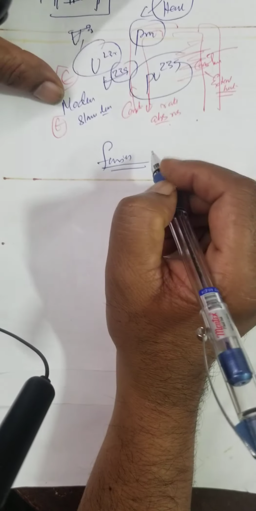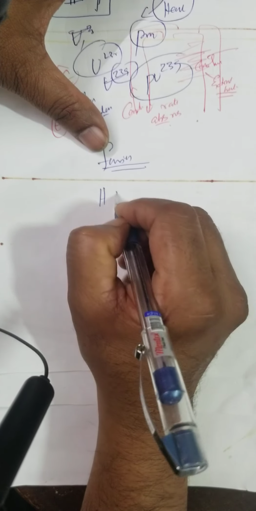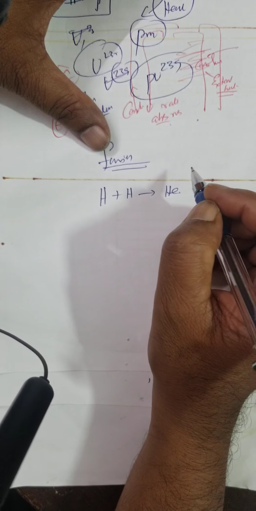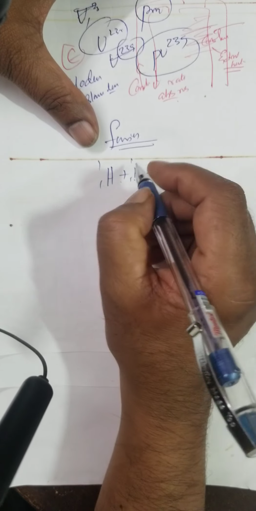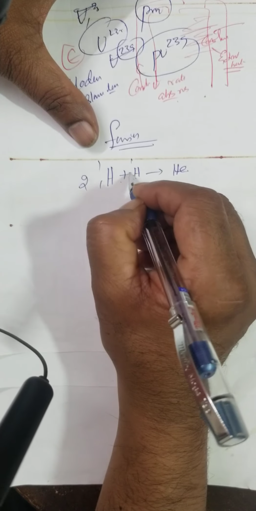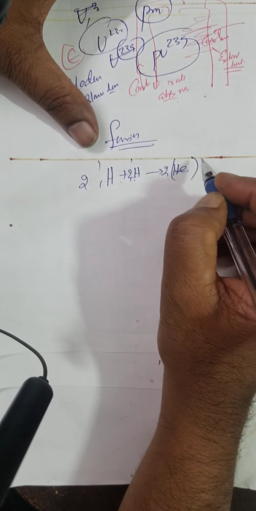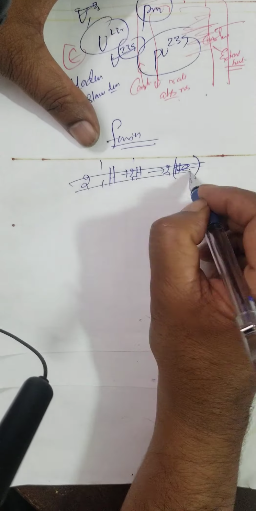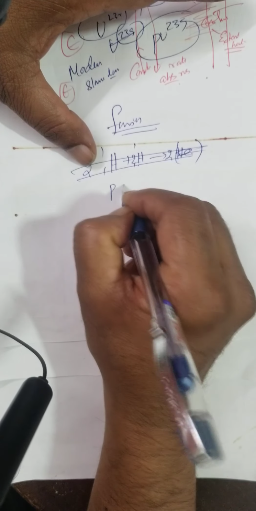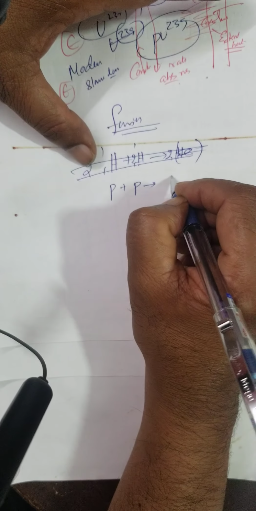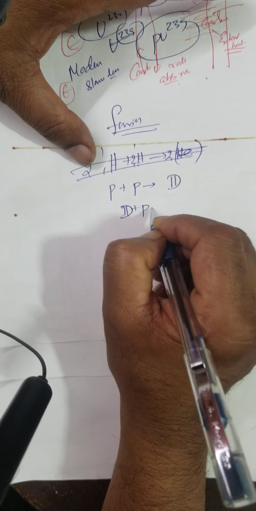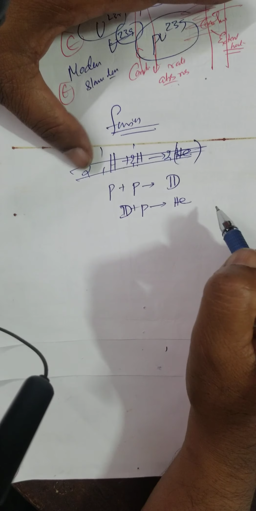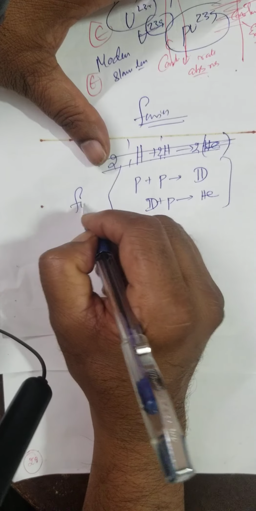What is fusion? Fusion is when light hydrogen plus hydrogen forms helium. When proton and proton, it's called the proton cycle. These are very complicated reactions. Here, one proton plus one proton gives deuterium, and deuterium plus one proton gives helium. Remember this way. Therefore, this is called fusion.